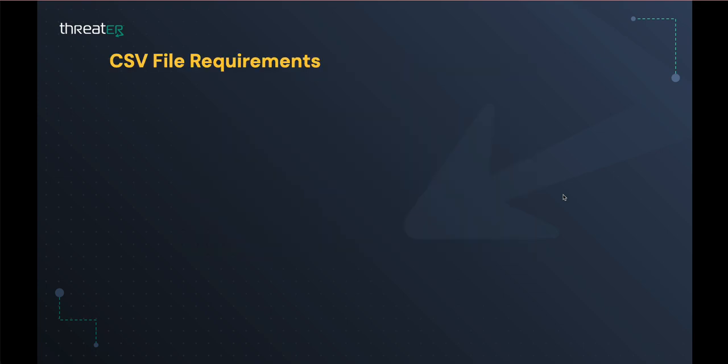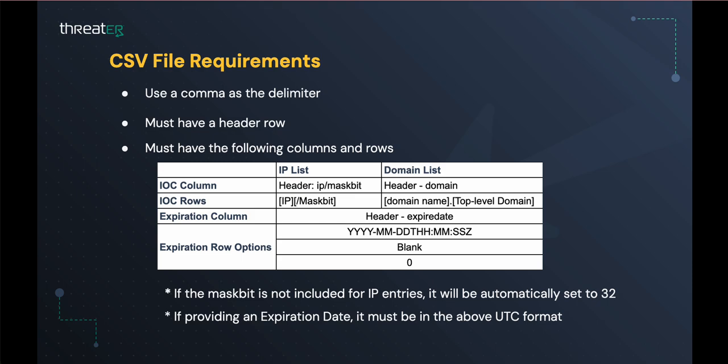Before configuring the plugin in the threatER portal, you'll need to have the CSV file you'll be retrieving the data from in the correct format. Whether you're creating an IP or domain list, the file must use a comma as the delimiter, have a header row, and have the following columns and rows. There needs to be an IOC column. For IP lists, this column needs a header of IP/maskbit. For domain lists, the header should be domain. There needs to be rows for the IOCs.